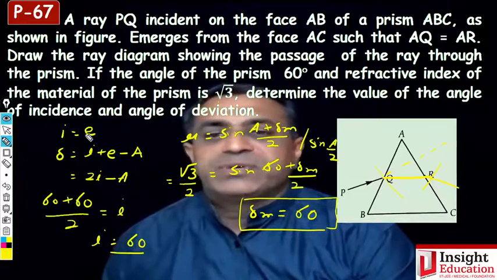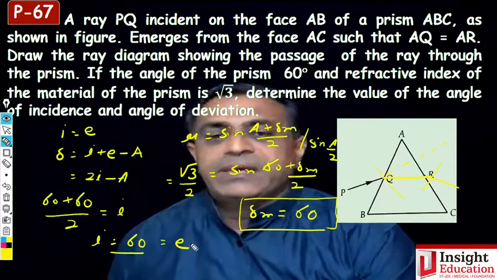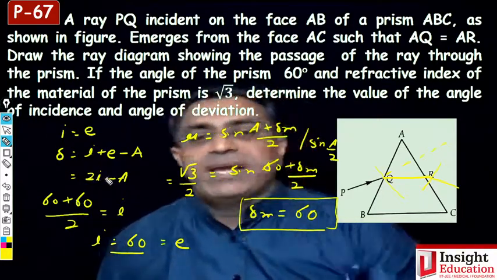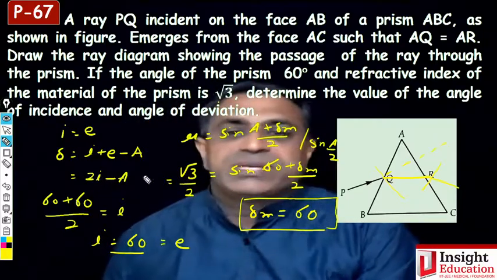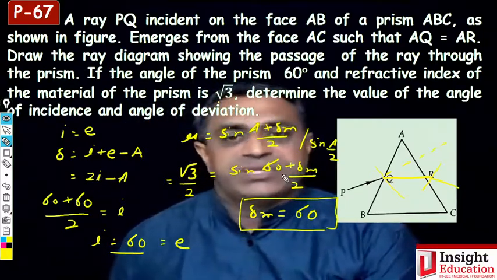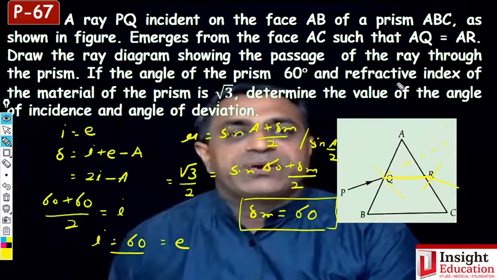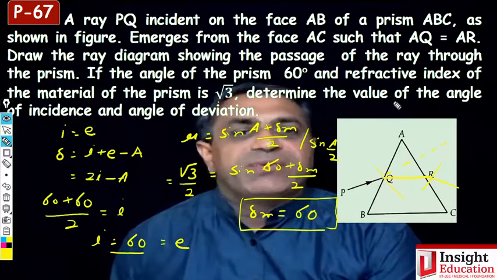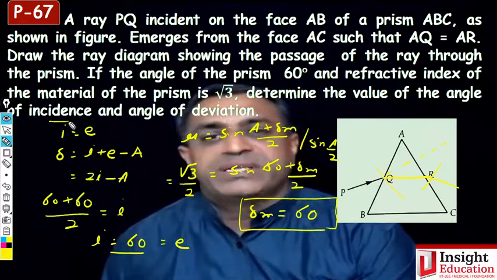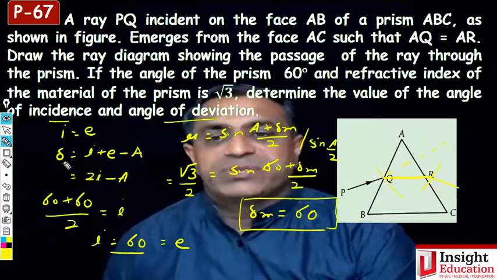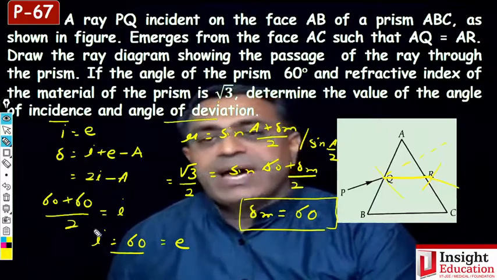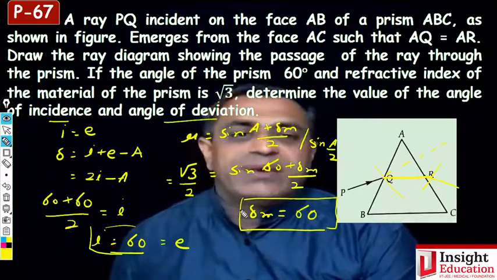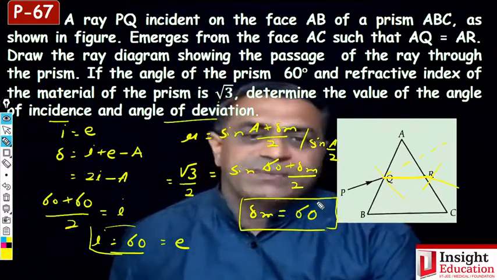So I is equal to 60 and that is equal to E. So 2I minus A is 60 plus 60 minus 60, so that is again 60. So we first determined the value of the angle of incidence, that is I, and the angle of deviation, that is delta. So both I is equal to 60 and delta M is also equal to 60.